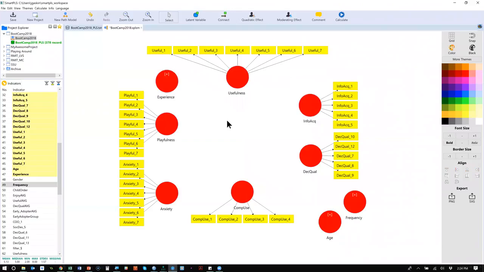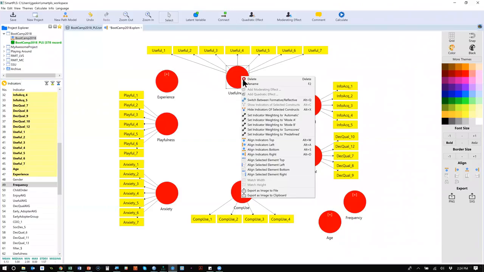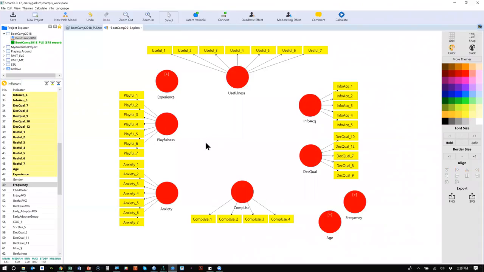Where do you rotate them? If you right click them, and then there's a line in the middle here. You can align any side you want. It's great. I like it.